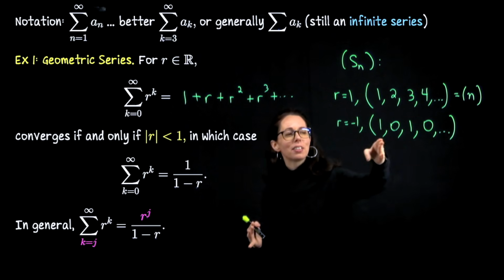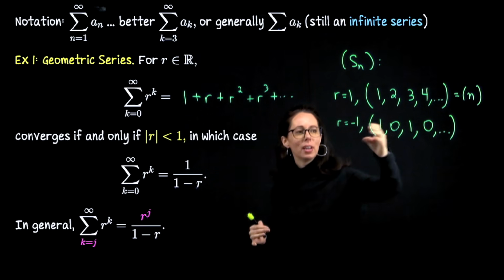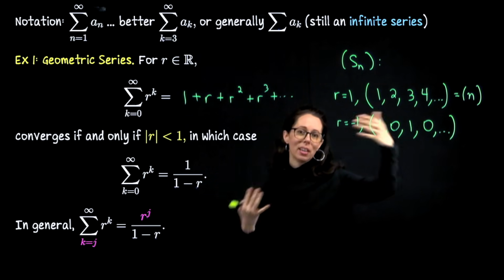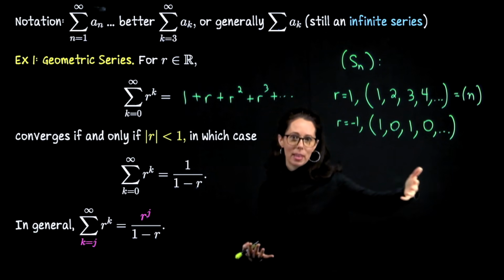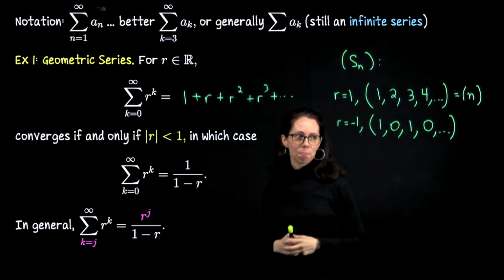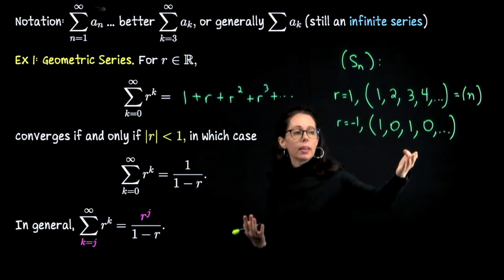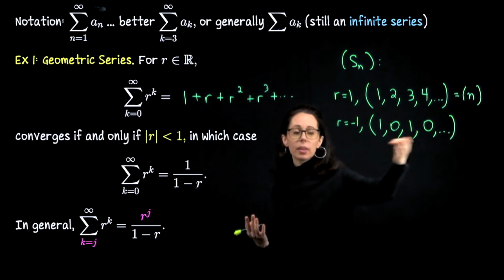So let me say that again. There's a subsequence of all zeros converging to 0, and a subsequence of all ones converging to 1. Different subsequences with different limits means the sequence does not converge. Another argument you could make is that this sequence is not Cauchy.